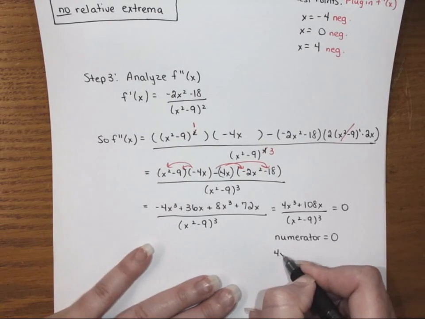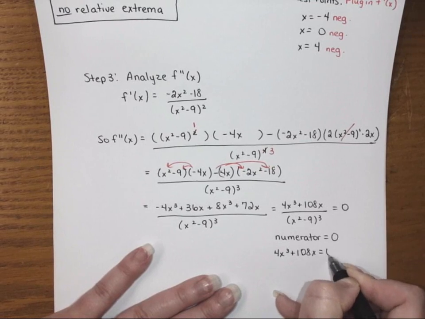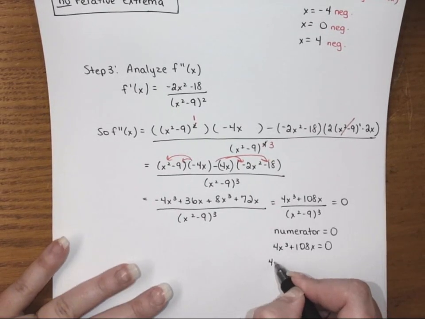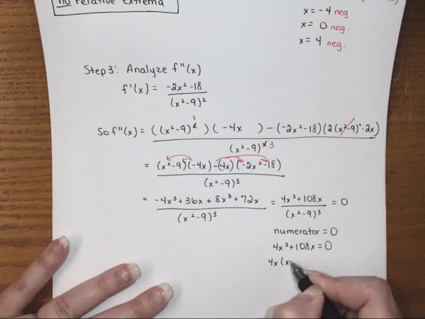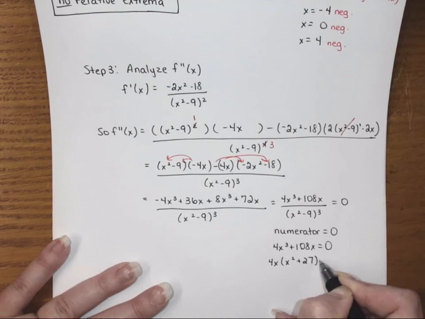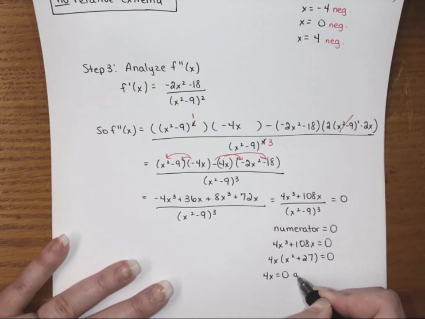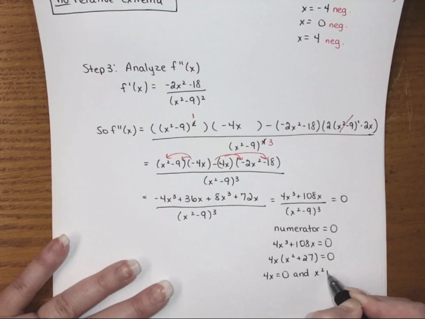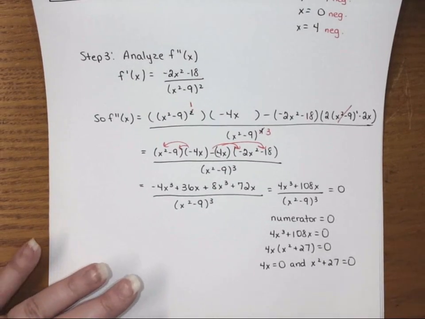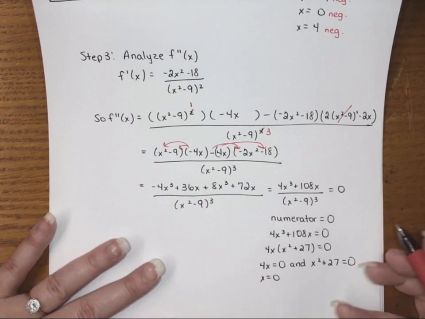So I really just need to set 4x cubed plus 108x equal to 0 and try to factor and do anything I can. So I can pull out a 4x, or factor out a 4x, and that'll leave me with x squared plus 27 equals 0. So now I can set each of these parts equal to 0. Notice here I'm going to get x equals 0.